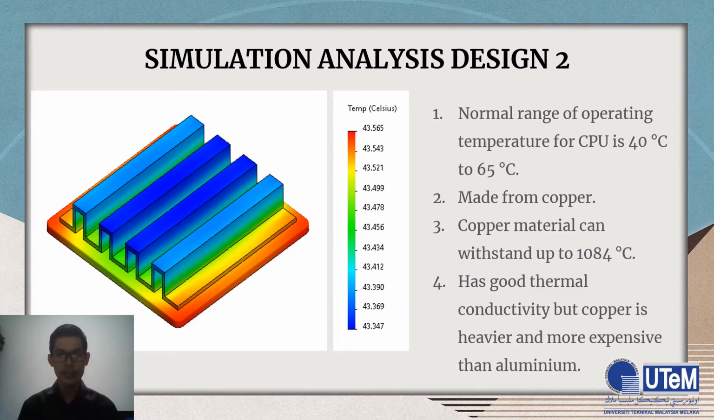The normal operating temperature range for a CPU is 40 degrees Celsius to 65 degrees Celsius, and it is made from copper. Copper can withstand up to 1084 degrees Celsius and has good thermal conductivity, but copper is heavier and more expensive than aluminum. That's all for me. Thank you.